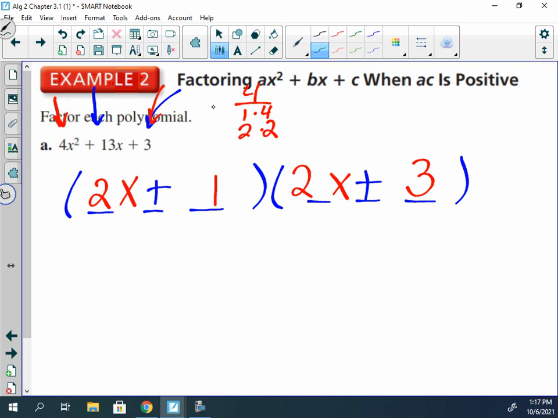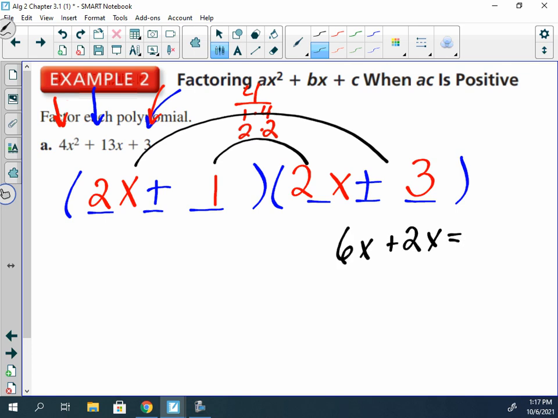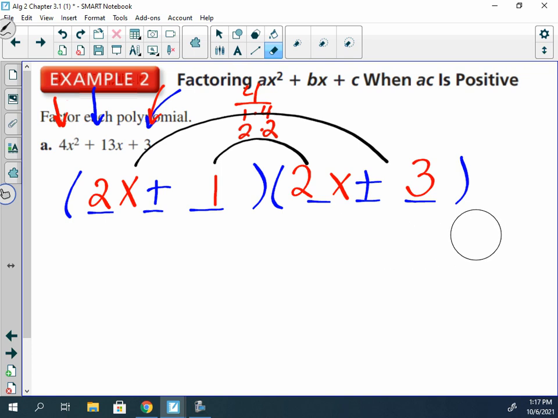And as we've been saying, well, 2x times 2x is still 4x squared, because that's how we got it. 1 times 3 is still going to be 3. So the main one that we're looking at is 3, and 1 times 2x. Well, 2x times 3 is 6x. 1 times 2x is plus 2x, and 6x plus 2x is 8x. That's what we wanted. Is it? No, what did we want? 13x.